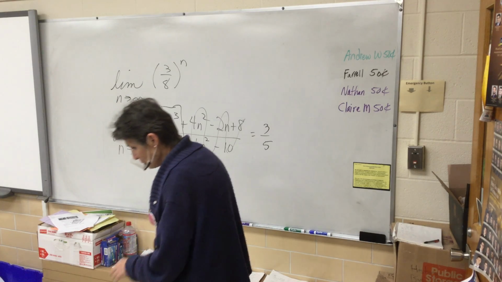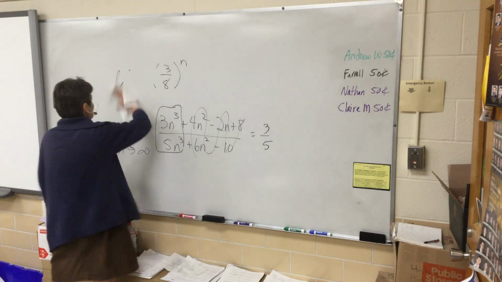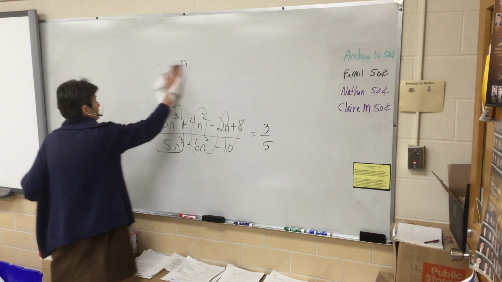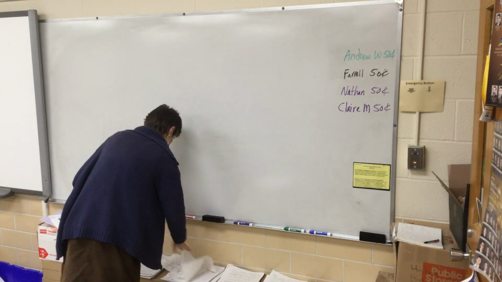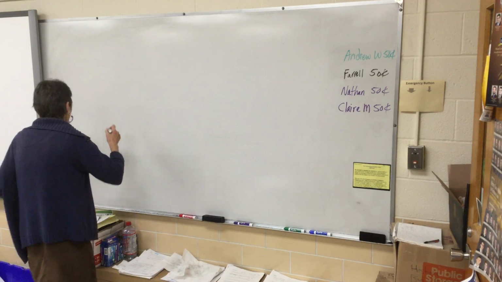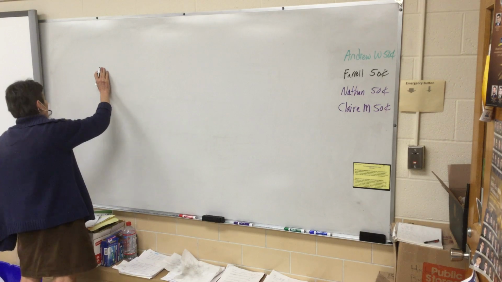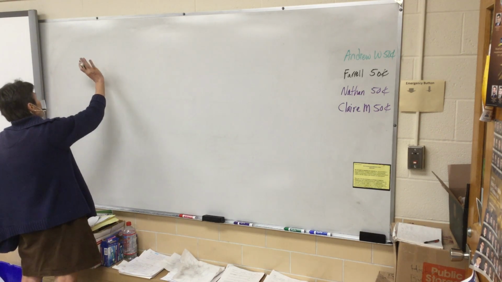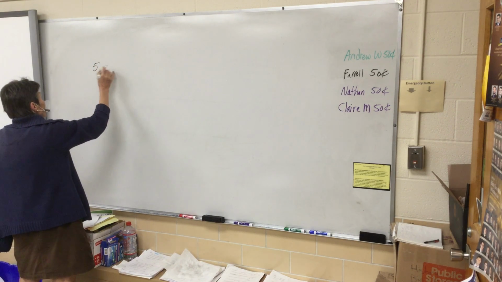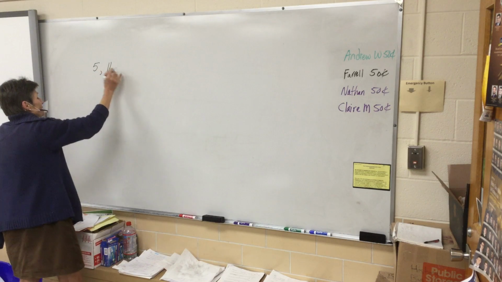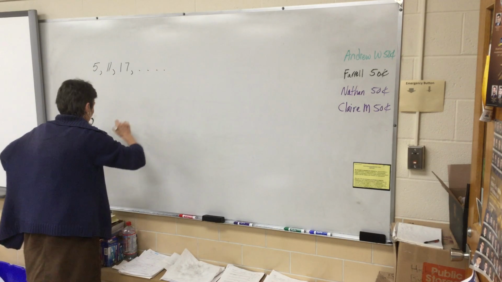I want you to think about this problem. I'm going to write this down. Let's suppose, and I don't even know how rugby points work, so I'm making this up, that the rugby team scores 5 points in the first game, and 11 points in the second game, and 17 points in the next game, and so on.